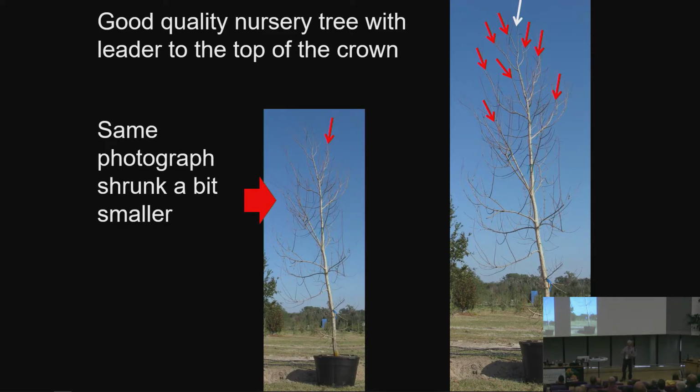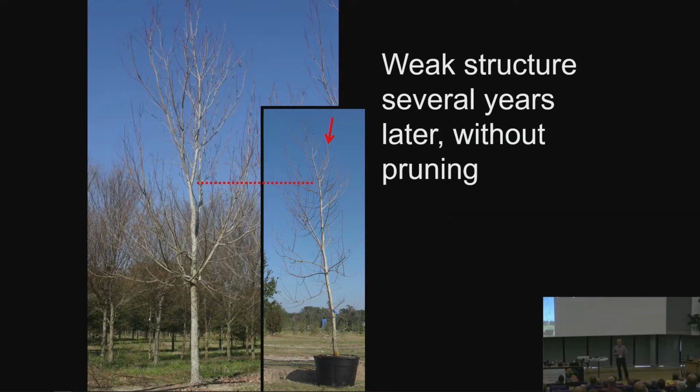I'm going to shrink that photo down a little bit. It's the same tree, same photo. You plant it in the ground and everything grows because what are the 2 things that were keeping those branches kind of suppressed in the nursery? Two things.